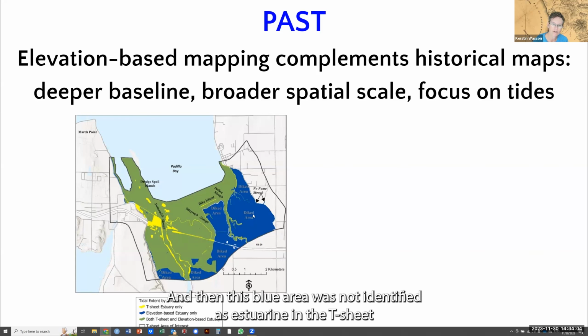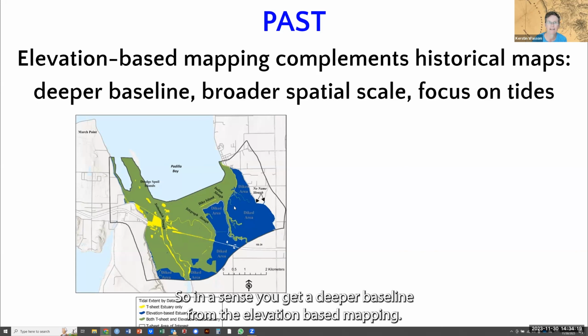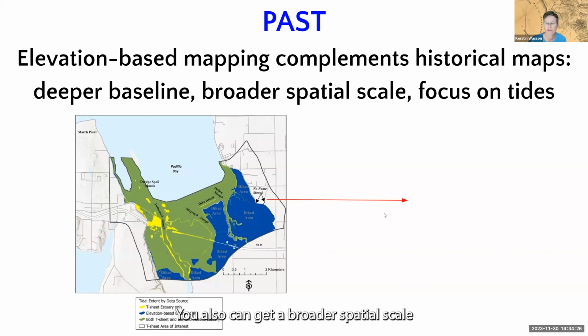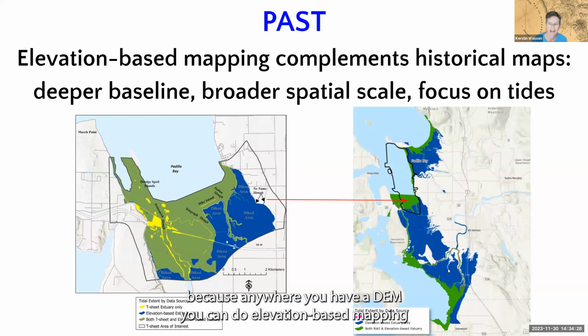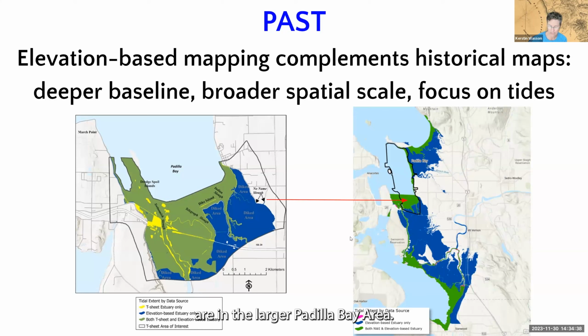And then this blue area was not identified as estuarine in the T-sheet because it was already diked in 1886 when the T-sheet was drawn, but it was identified as part of the past estuary by elevation-based mapping. So in a sense, you get a deeper baseline from the elevation-based mapping. You also can get a broader spatial scale because anywhere you have a DEM, you can do elevation-based mapping and you can see how vast these blue diked areas are in the larger Padilla Bay area.